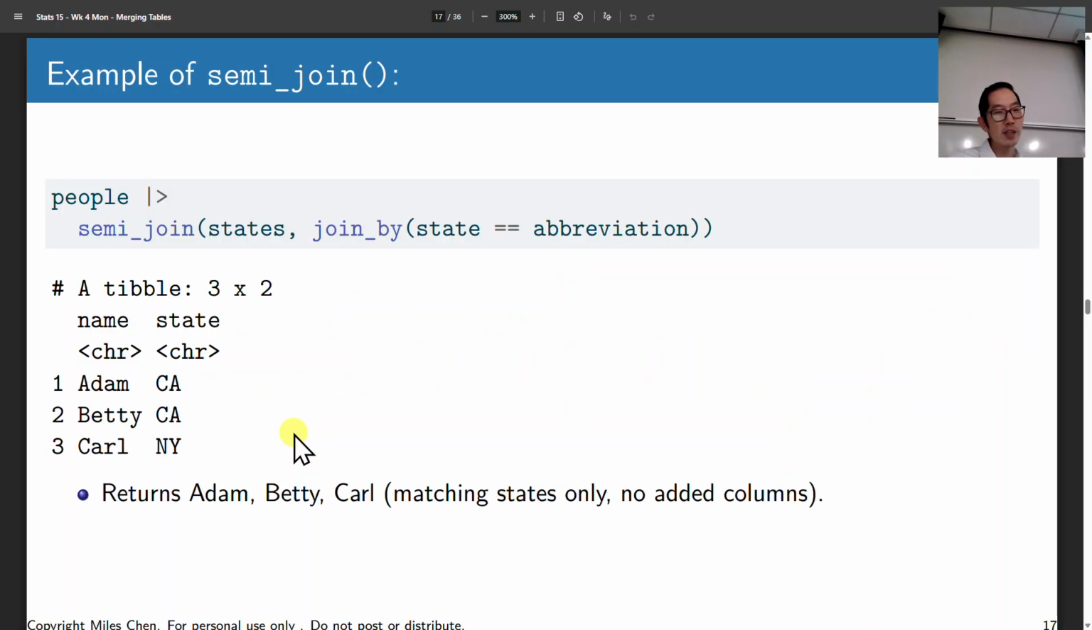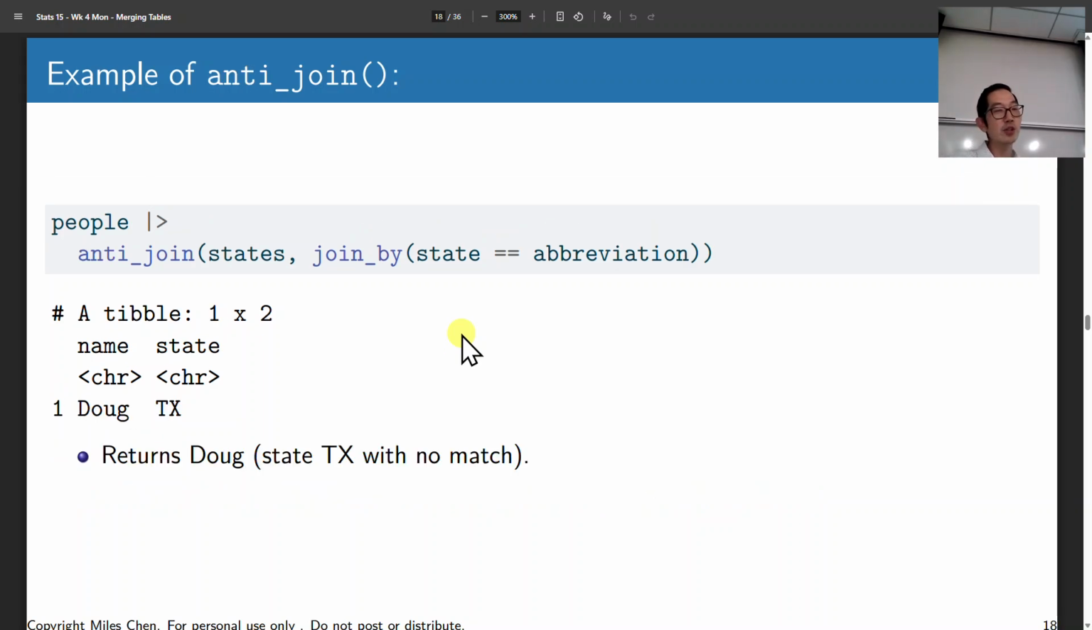So here I have people and states. The only ones that have matches with the states were CA and NY, so we just keep those rows. Again, kind of like the inner join, but we don't add the columns from the other table. Then the anti-join says, from my people table, who didn't have any matches in the states table? That's going to be Doug from TX. States with no match. So that's the anti-join.